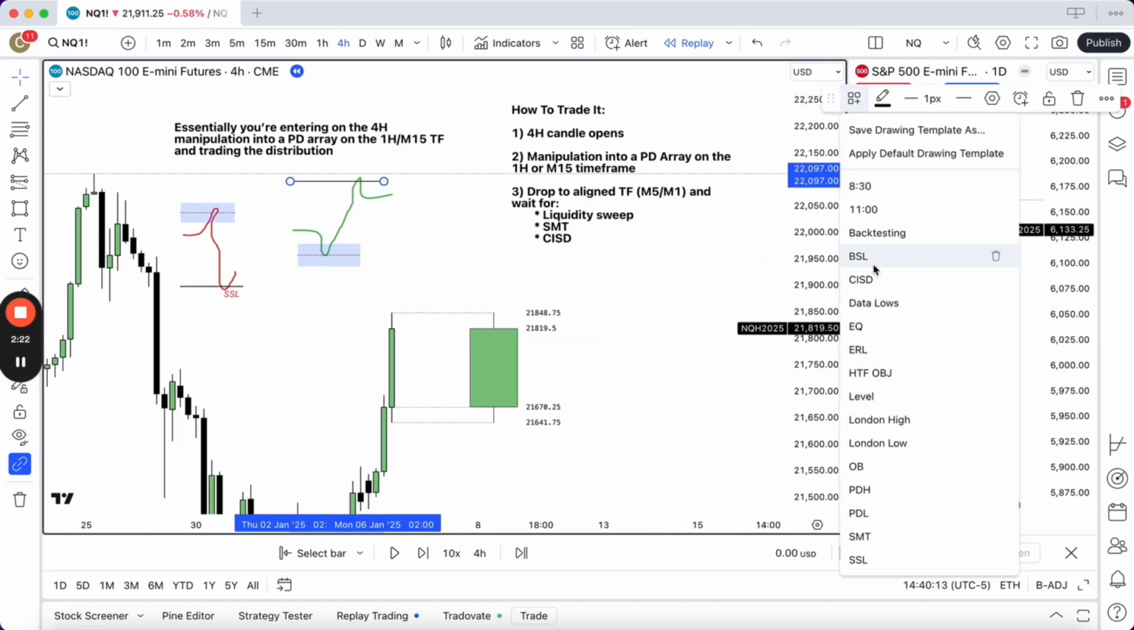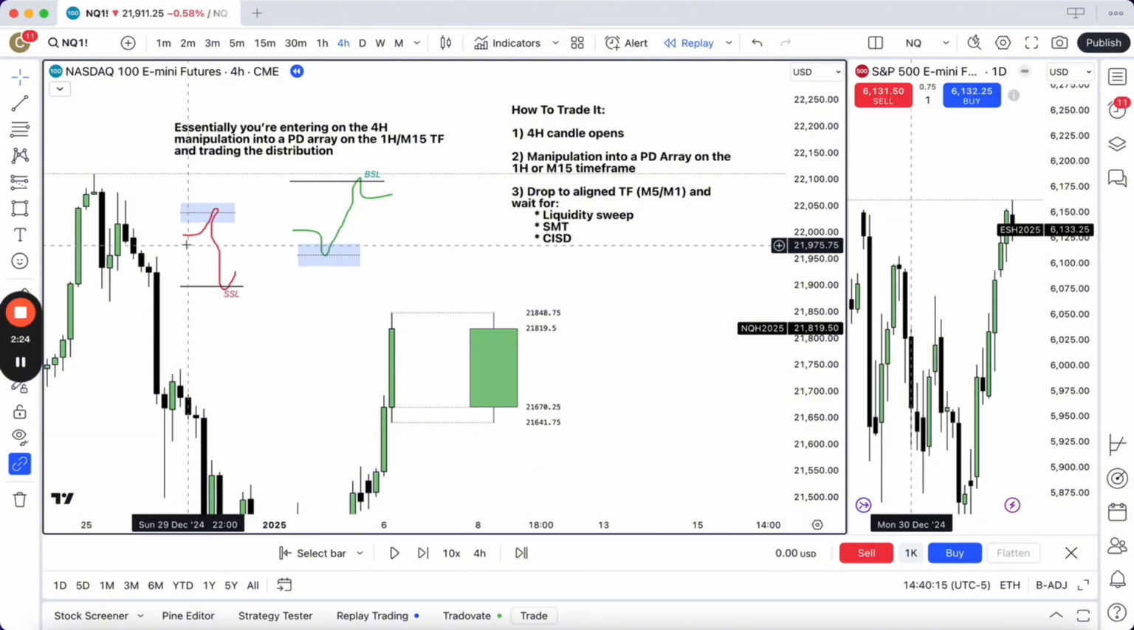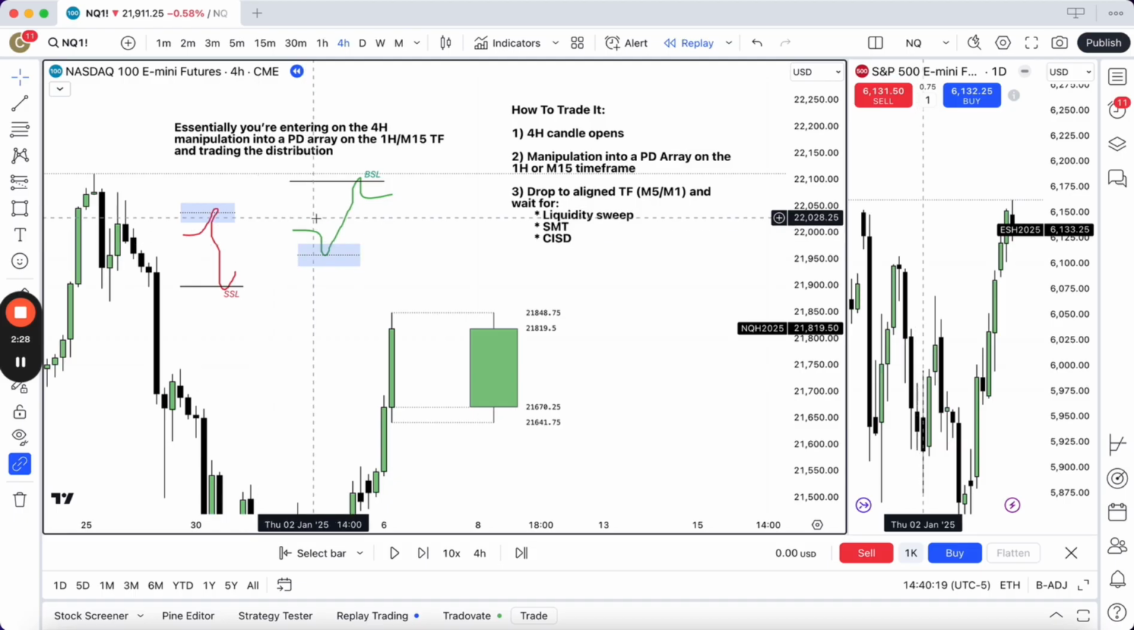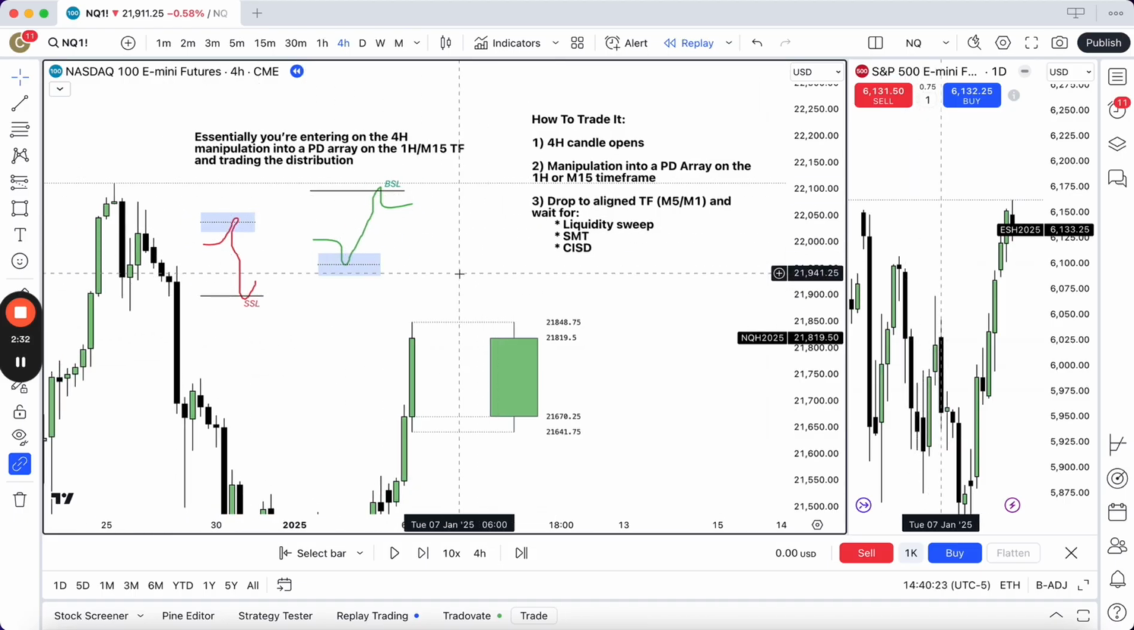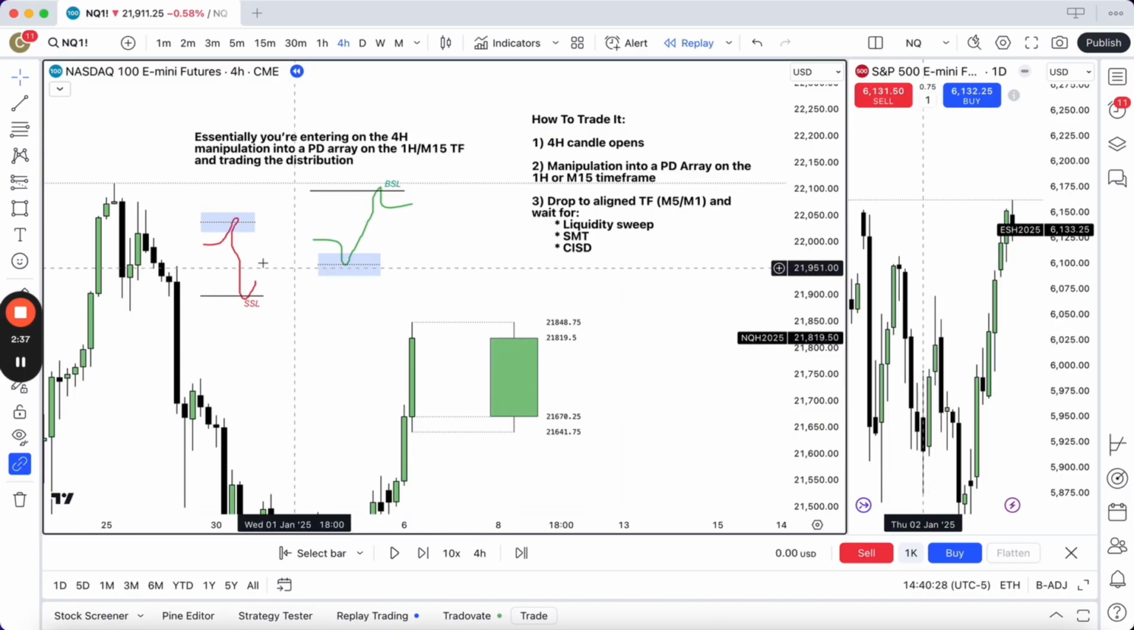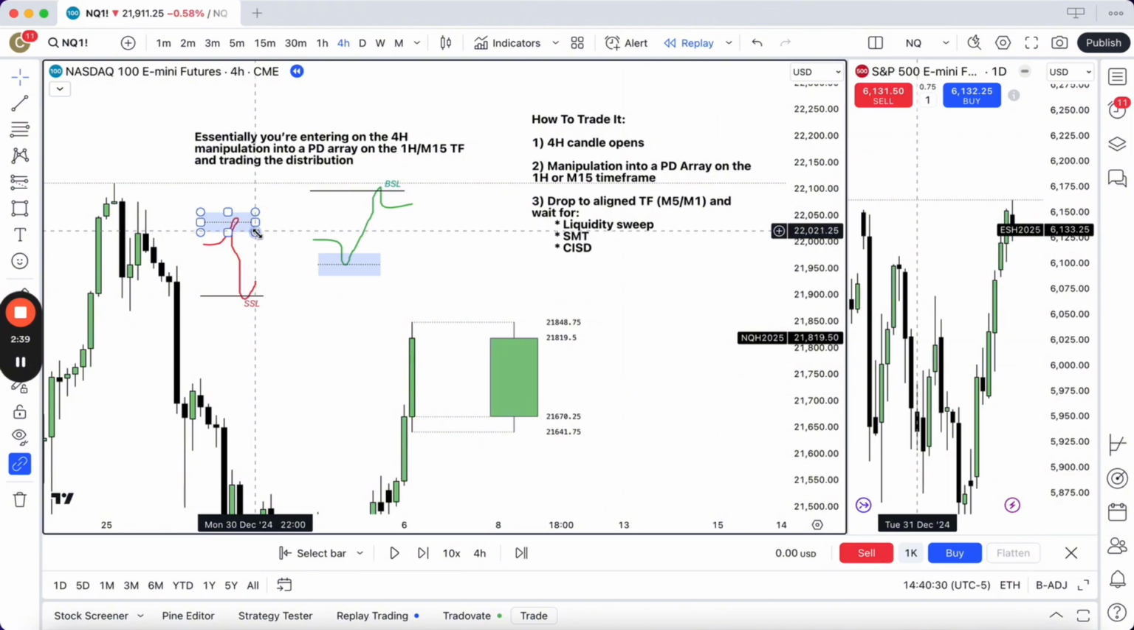So this is exactly how the PO3 works. This is on a lower time frame. This is what the 4-hour candlestick looks like: open, low, high, close, and open, high, low, close. So here's how to trade it. Basically the 4-hour candle opens and manipulates into a PD array on the 1-hour or 15-minute time frame.